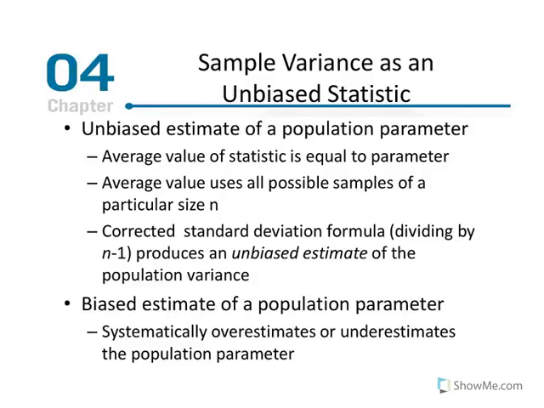So a little bit more about this idea of biased and unbiased statistics. So sample variance as an unbiased statistic. An unbiased estimate of a population parameter: if we were to take all possible samples from a population, and we'll get into this idea that theoretically we're going to do this, but if we assume that all samples have been selected from a population and we calculate the mean of all of those samples, the average value of the statistic is equal to the parameter. So again, we learned that a statistic refers to a value coming from a sample, and a parameter is a value coming from a population.